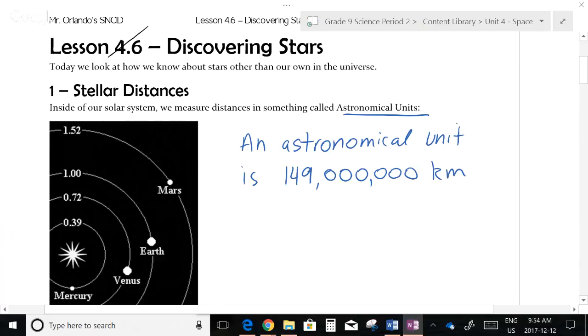So 149 million kilometers, which would be 149 billion meters, which is a pretty random number to pick. But why do we pick that number? This is the distance from? The sun. Very good. From the sun to? Earth. From the sun to the Earth. The average distance.